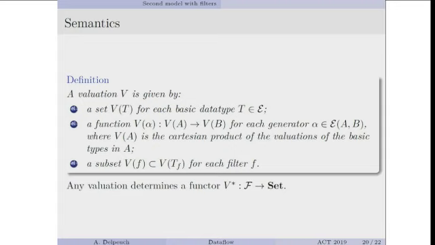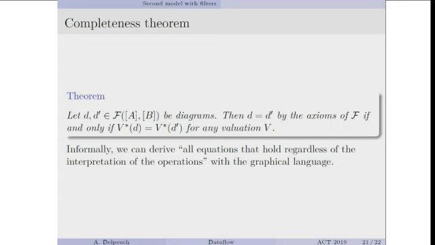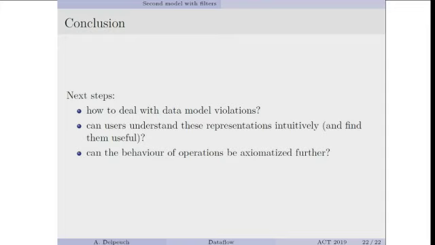And with these very simple semantics, you get a completeness theorem, which says that if you have two workflows, they're going to be equal via the axioms I've shown you if and only if their interpretation under any evaluation coincides. So in a sense, we axiomatize as much as we could without looking into what the operations actually do. So that's basically all I have so far.